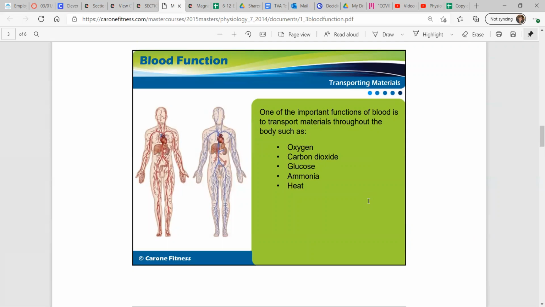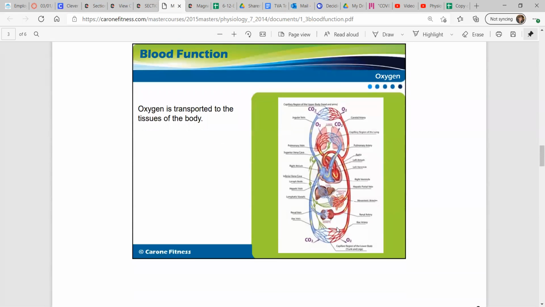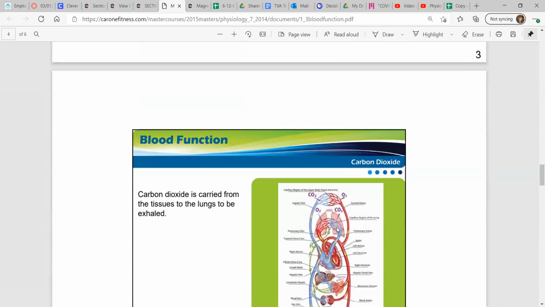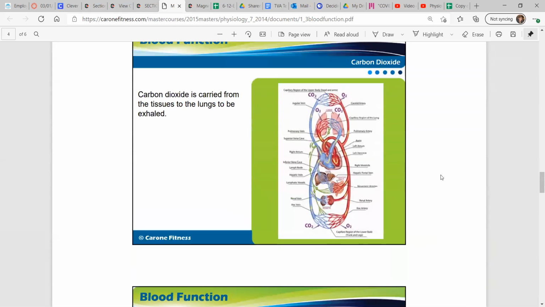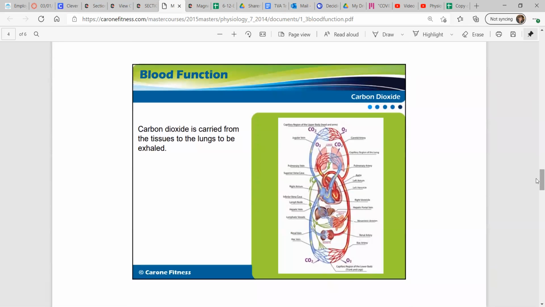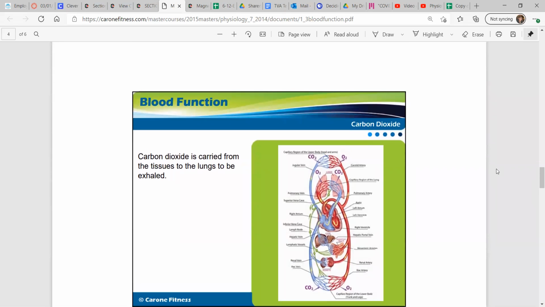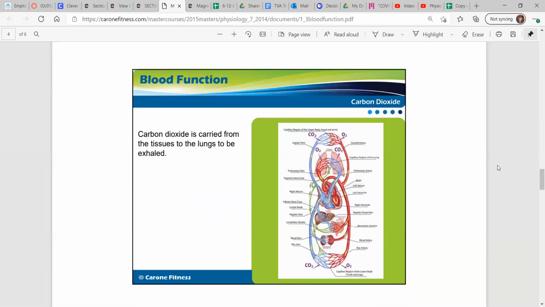One of the important functions of blood is to transport materials throughout the body. And these materials can be oxygen, carbon dioxide, glucose, ammonia, and heat. Oxygen is transported to the tissues of the body. Tissues require oxygen to work. And if your body is trying to work, it needs that oxygen. And once your body tissue uses that oxygen, carbon dioxide is carried from the tissues to the lungs to be exhaled.